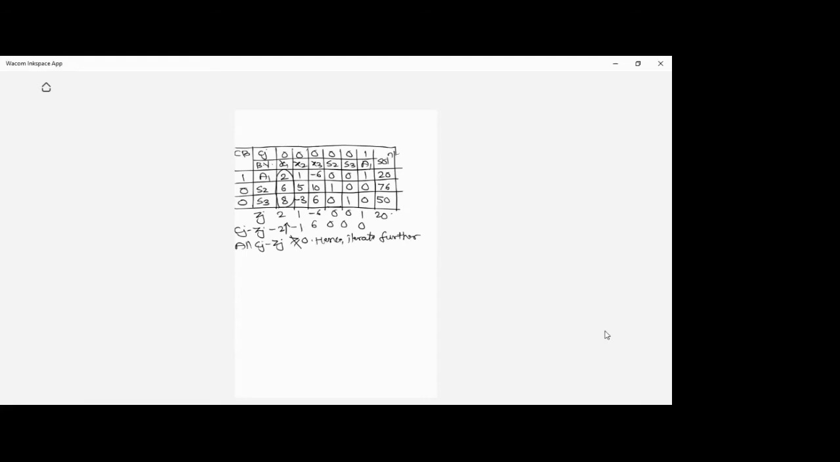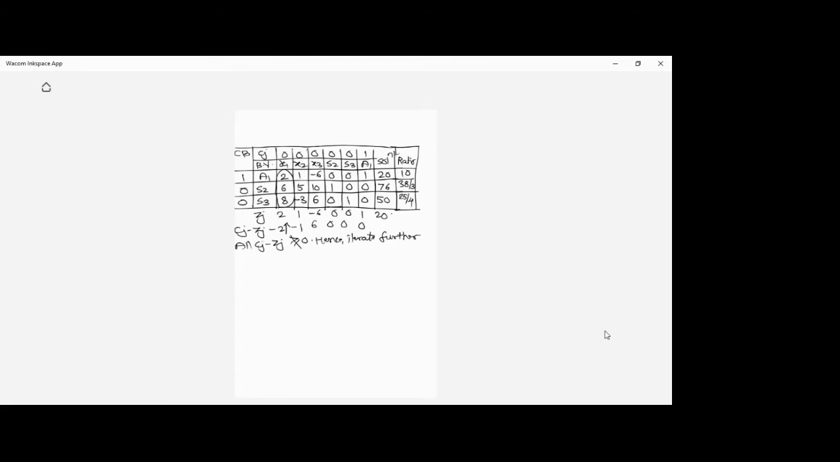Then we have to identify the key row. So we are going to consider the ratio column. 20 divided by 2 will be 10. 76 divided by 6 is nothing but 38 by 3. Next, 50 divided by 8 is nothing but 25 by 4.